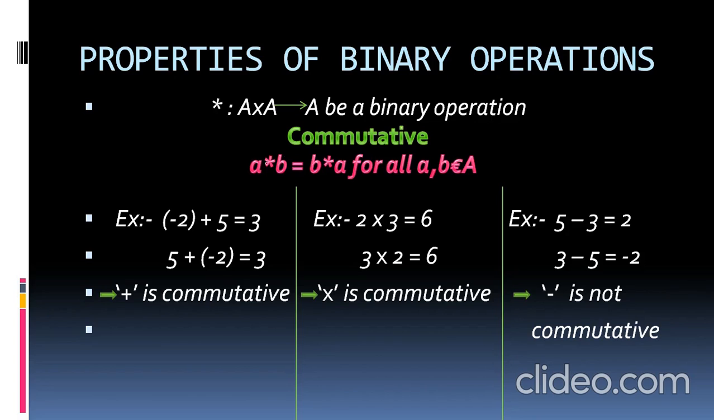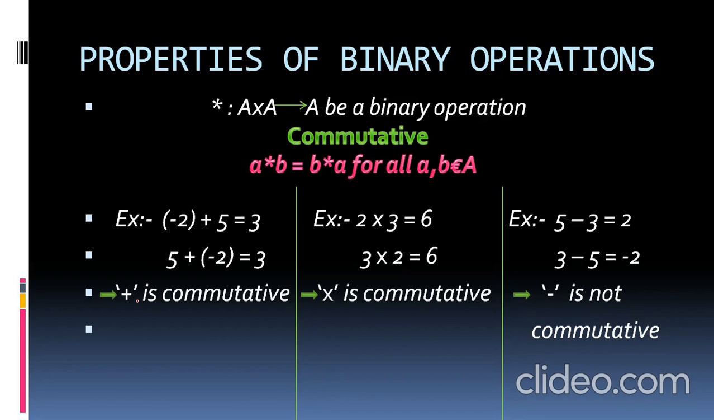What is this property? This property says if A and B are two elements of the set A, then A star B is equal to B star A. That is, if we change the order of the elements, the result does not suffer. The result will be same whether we write A first or B first. Now let us see the examples.